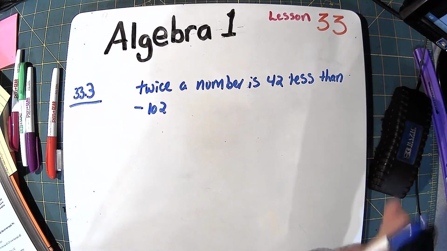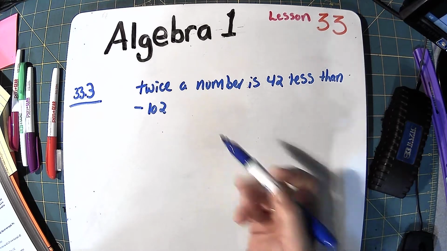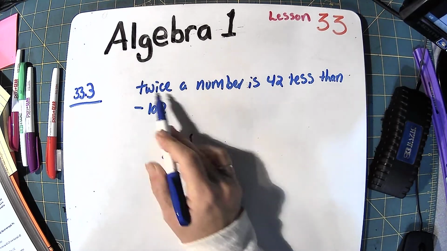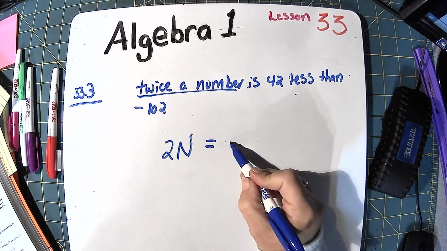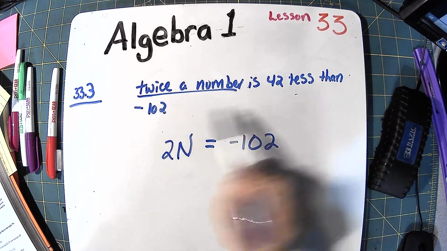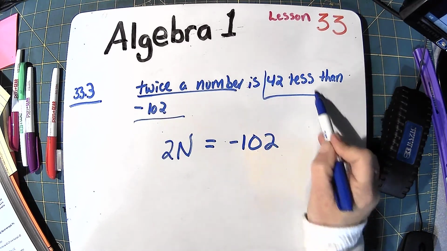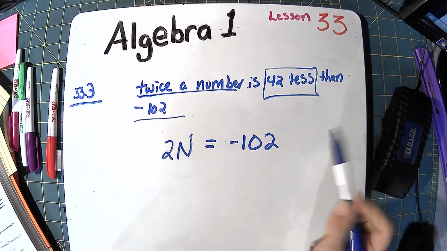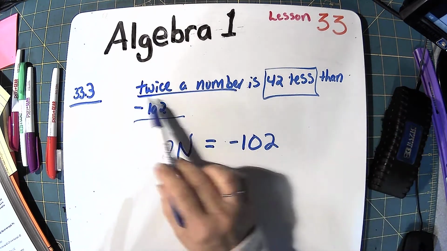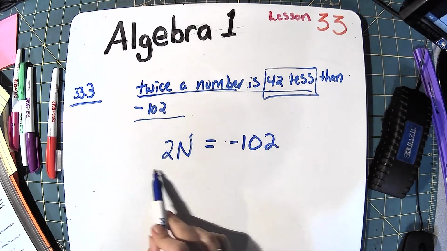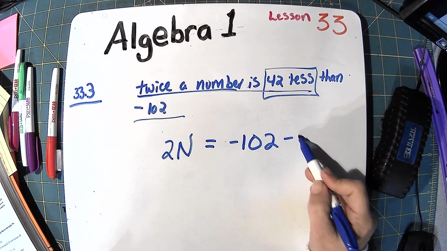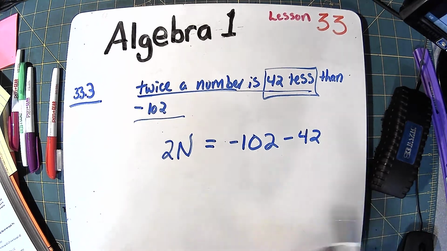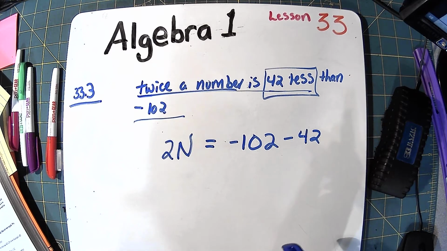Okay, so what I'm going to do first is I'm going to write a statement that's not true. I'm going to write 2n for my twice a number, and then I'm going to write my equal sign, and then I'm going to write my negative 102. Okay, so I've used that. I still need the 42 less. So I got a negative 42 is going to have to go somewhere. This is saying that twice the number is 42 less. So this side is 42 less than this side. So to fix that, I can subtract 42 from this side, or I could add 42 to that side. Okay, so twice the number is 42 less than negative 102.